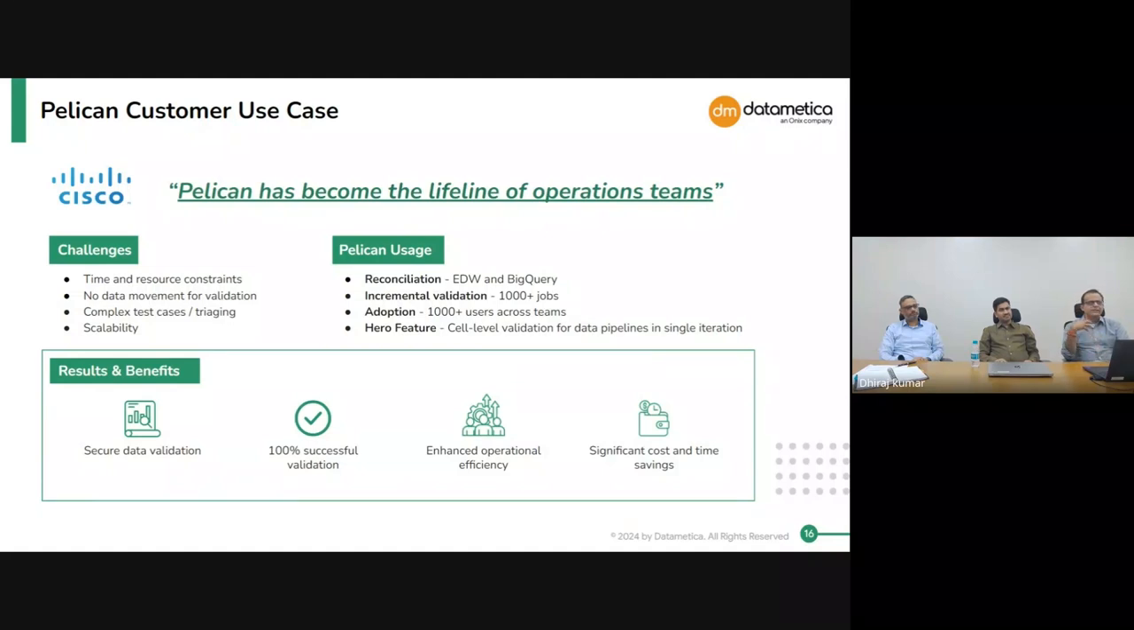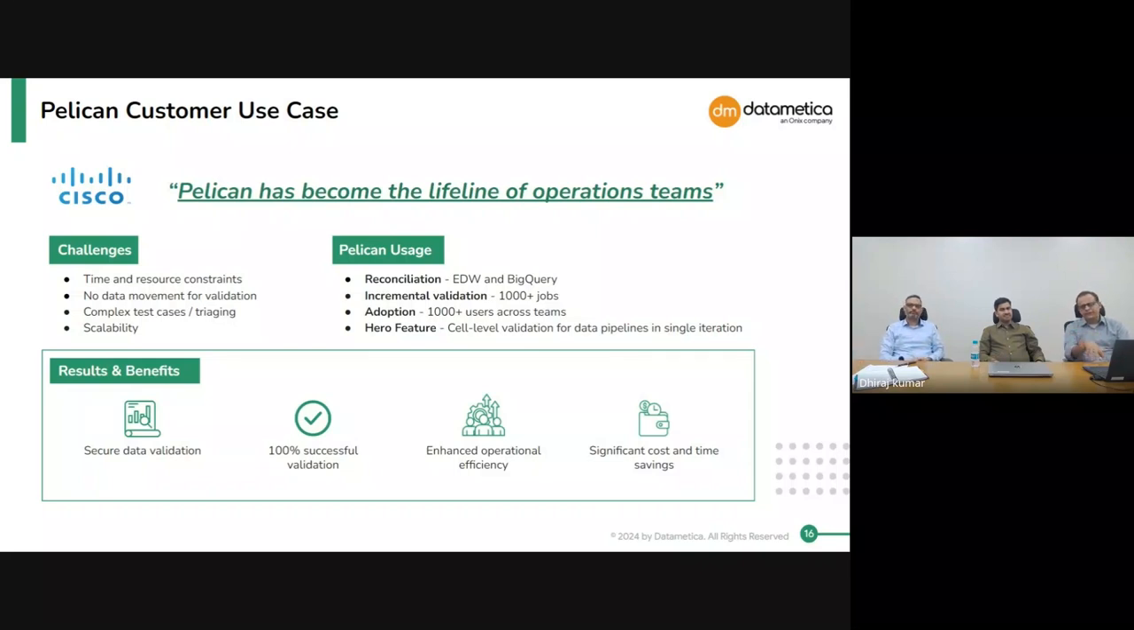Obviously, they had challenges like they wanted to finish the project in a certain time. There were resource constraints, as Deepak alluded. Being a security company, they were not okay with moving data for validation, and obviously they were looking for scalability.